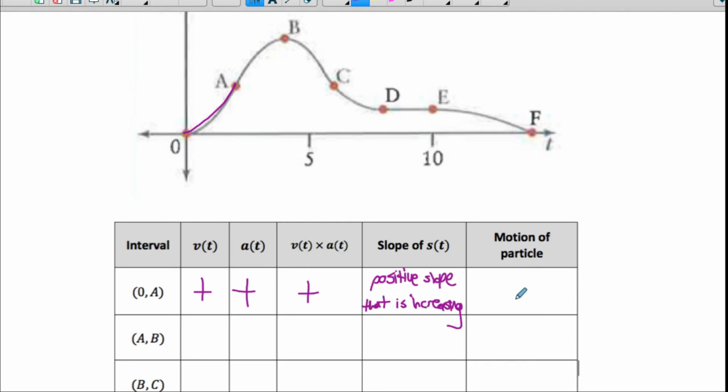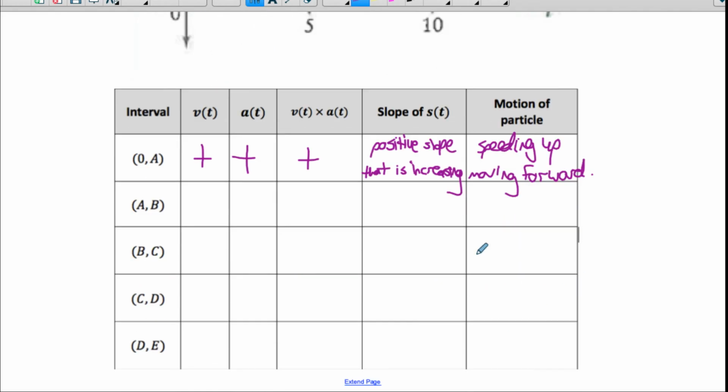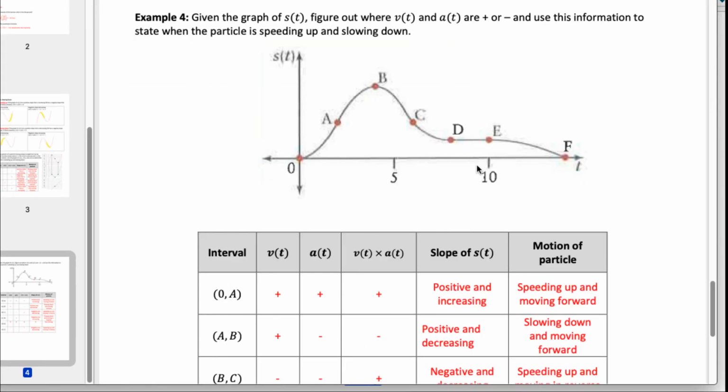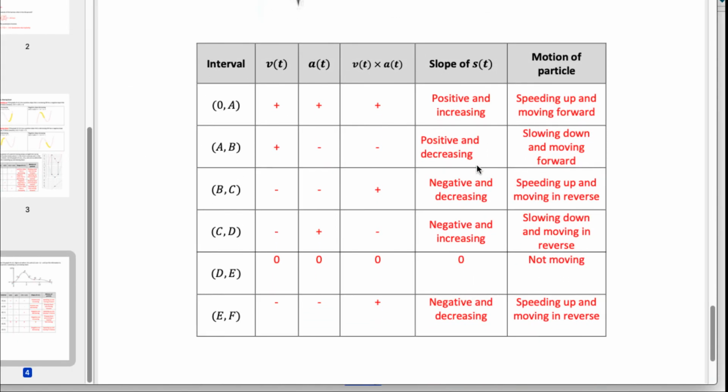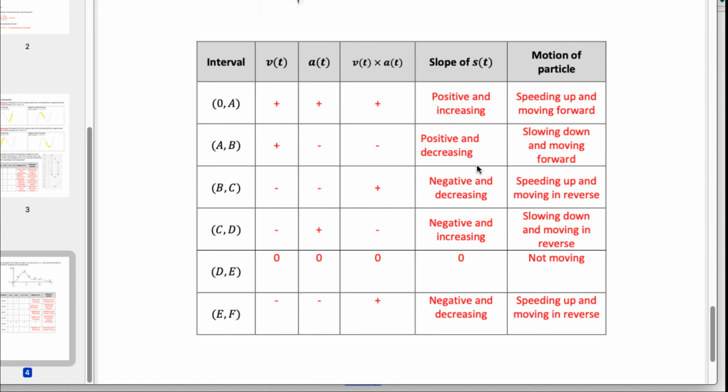So since the product is positive, I know it is speeding up or accelerating. In what direction? We tell that based on the velocity. Since it's positive, that means it's moving forward. Speeding up and moving forward. Okay, try and complete the rest of the chart, and I'll put up the solution for you in just a second. So pause the video now and try it. Okay, hopefully you gave it a shot, and here are the answers. So give your answers a check.